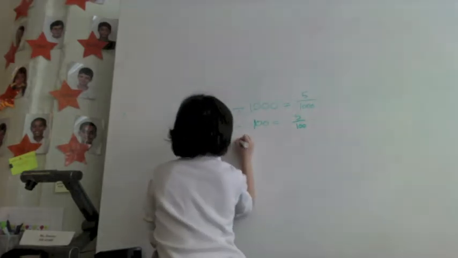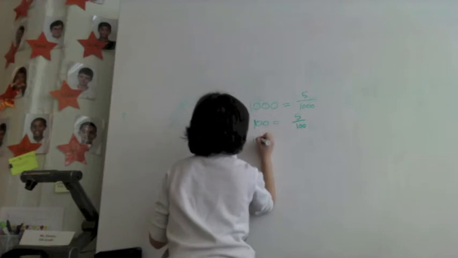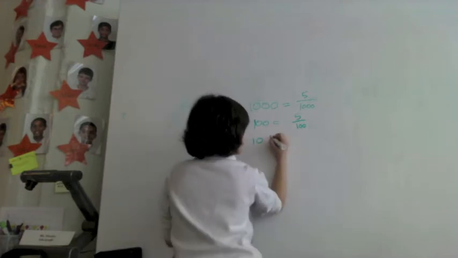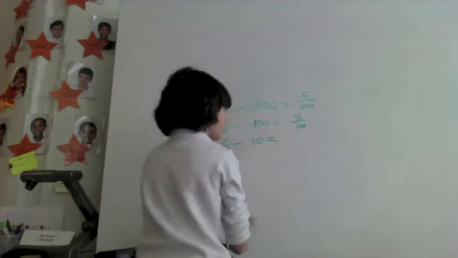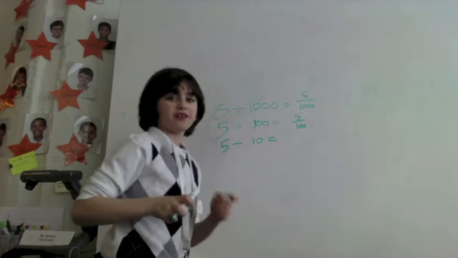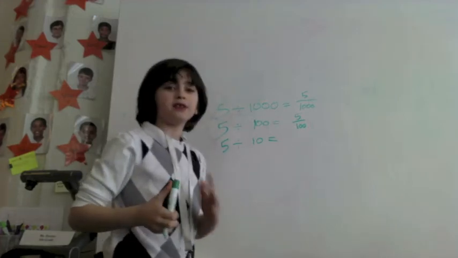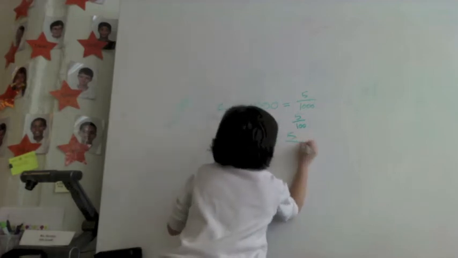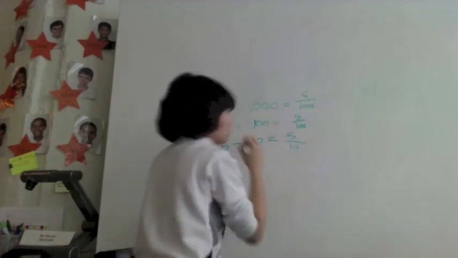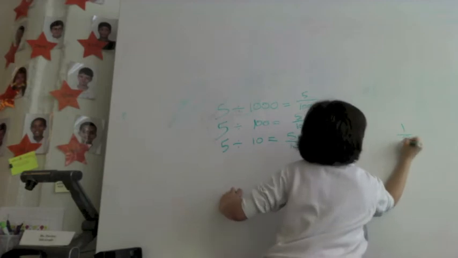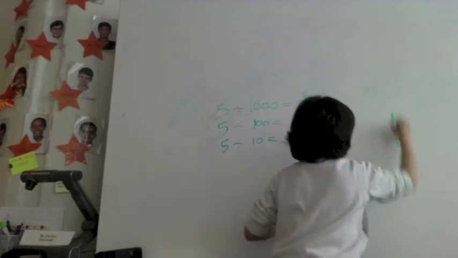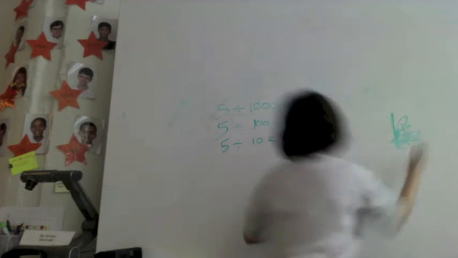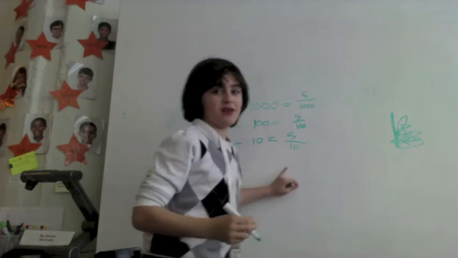Now, let's move on to 5 divided by 10. And you must be wondering why I'm doing such easy questions, and I'll explain later why these are so obvious. So this is going to be 5/10, which also happens to be 1/2, but we can forget about that. So right now, we just want to think of it as 5/10, okay?